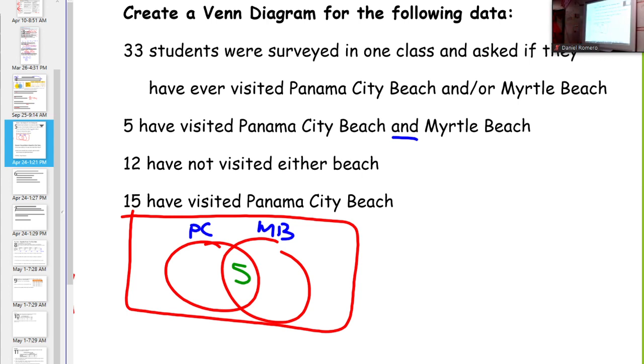12 have not visited either beach. Yeah, the complement, that's going to be on here. 15 have visited Panama City Beach. Very good. So 15 have visited Panama City. Has to be a 10 there because in the entire Panama City circle, that can only be 15.